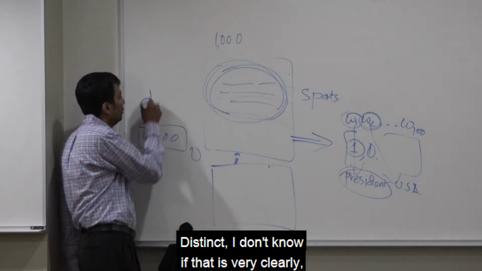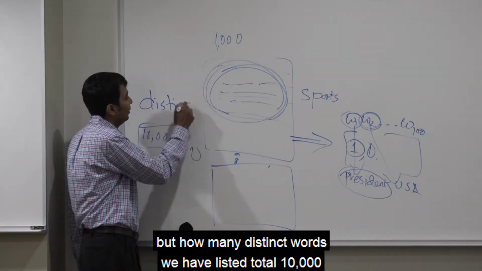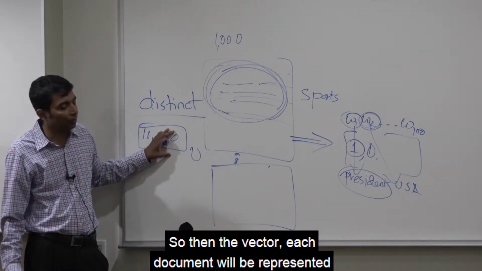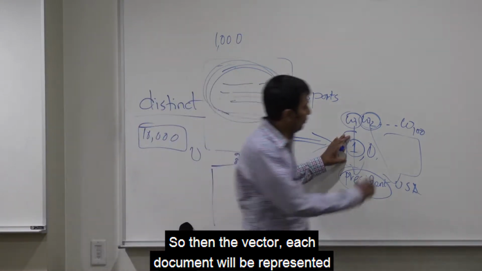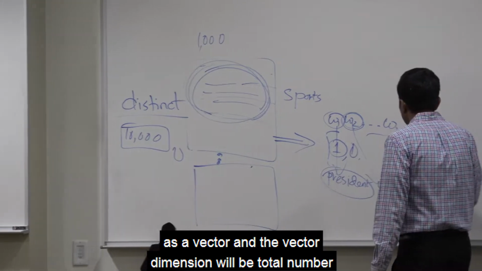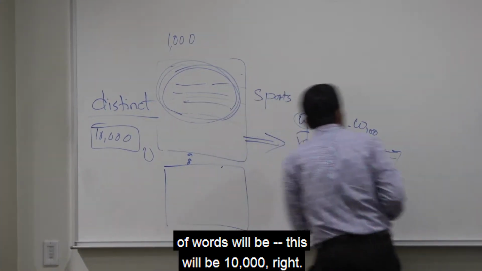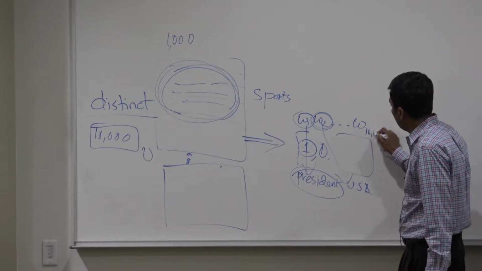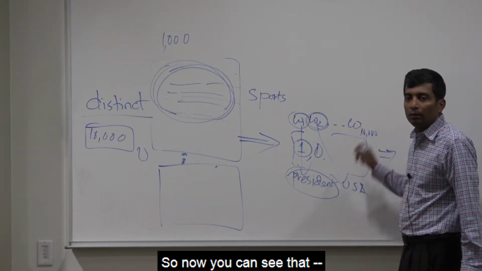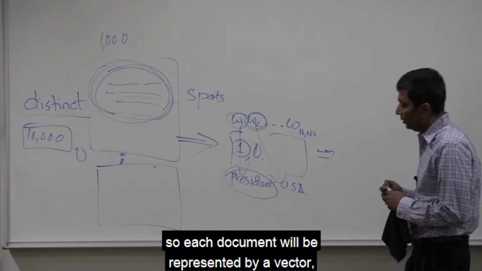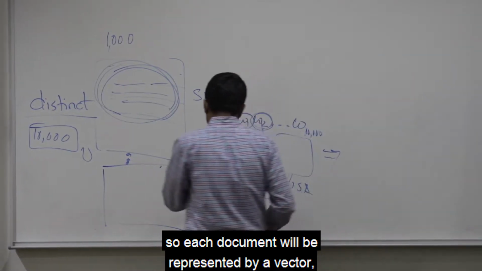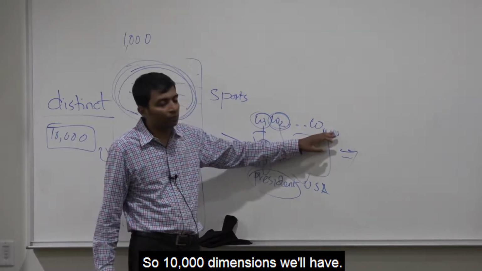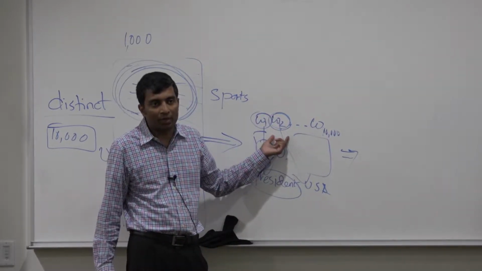Let's say a total of 10,000 distinct words. So then each document will be represented as a vector, and the vector dimension will be the total number of words, which will be 10,000, right? So now you can see that each document will be represented by a vector. The vector dimension will be W1, W2, all the way to W10,000. So we will have 10,000 dimensions.